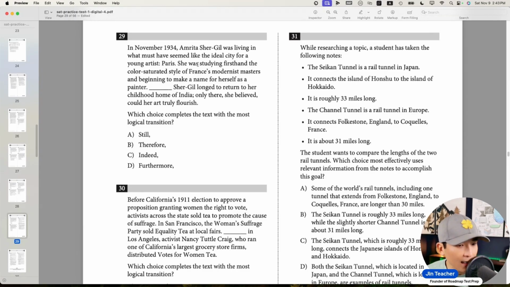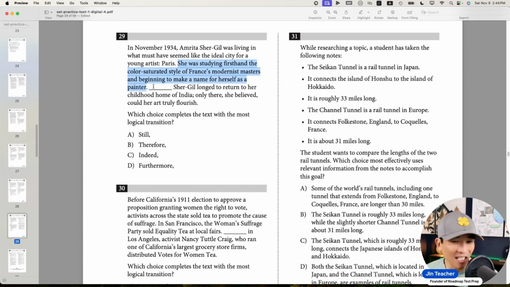So I'm looking at the previous sentence here, and this sentence here. When you have a semicolon here, I think really just looking at this first independent clause before the semicolon is usually enough, right? You don't have to look at everything, not yet, not initially, at least. Maybe you can go back to look at what the information after the semicolon says, but in the beginning, no need. So the previous sentence, what does it say? It says that she was studying firsthand the color-saturated style and beginning to make a name for herself as a painter.